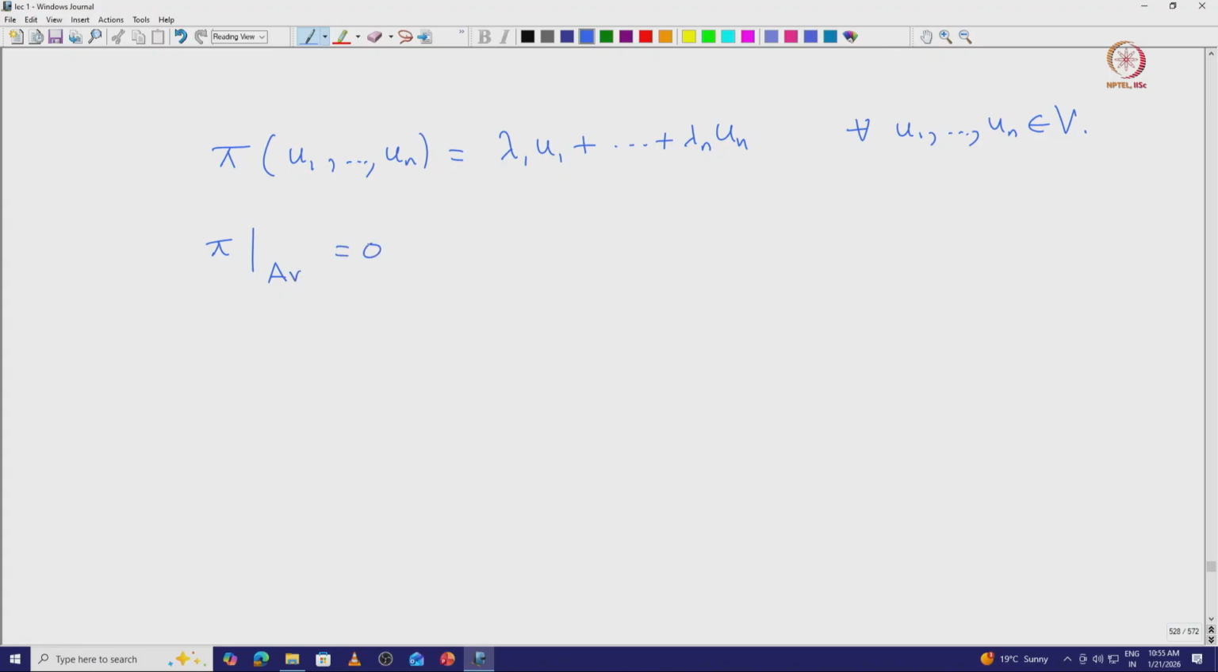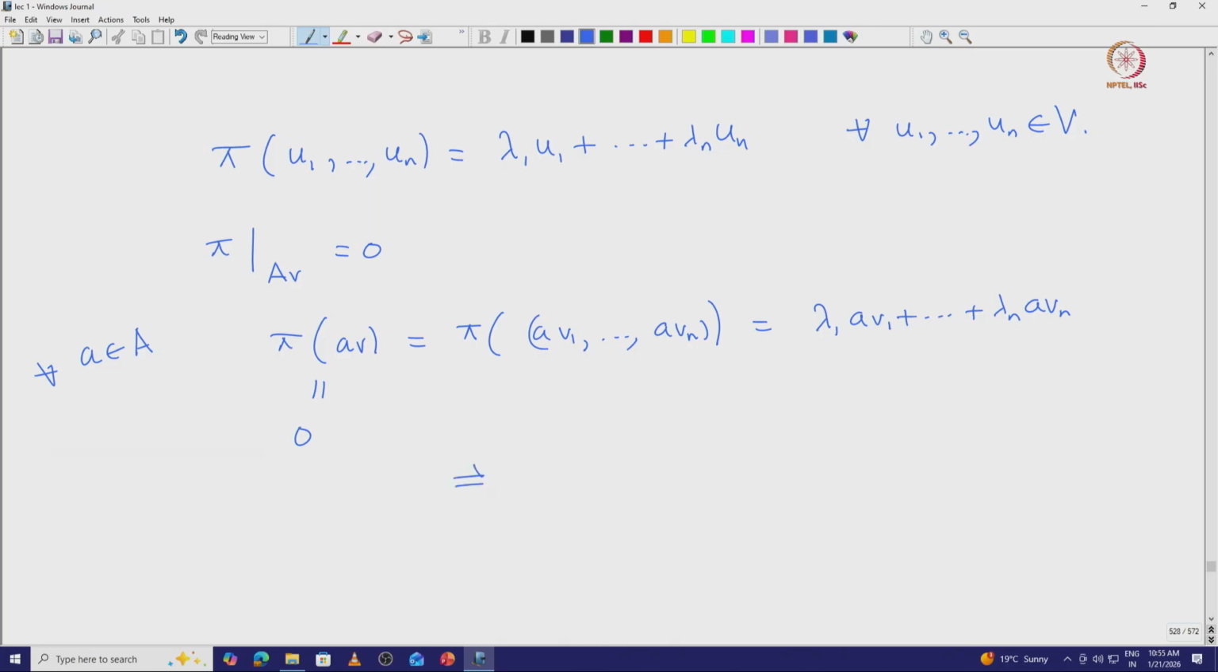So, if I take some a in capital A, then if I evaluate pi of a v, which is pi of (a v_1, ..., a v_n), that is going to be, on one side, lambda_1 a v_1 plus etcetera plus lambda_n a v_n. On the other hand, this is 0 by definition of pi.